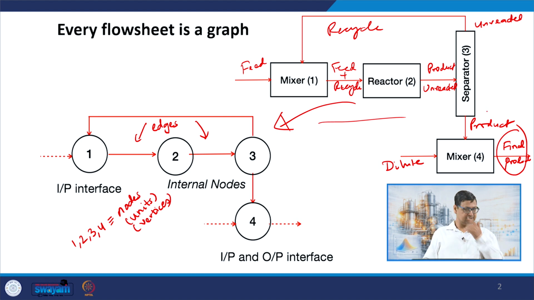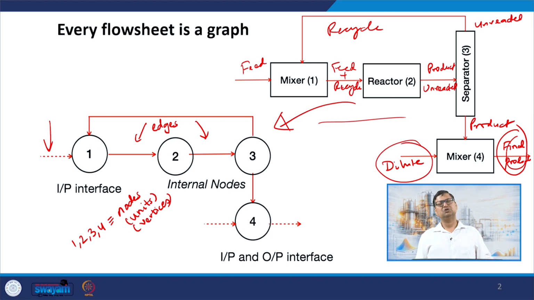So anything which is not connected to a direct input or output is the internal node, and accordingly we have input interface and output interface. So let's say node 1 here, the mixer is getting the fresh feed, and this therefore characterizes the interface. It's how the input comes into the flow sheet, right? And 1 is called therefore the input interface. For 4, we are getting both input and output, so it is an input and output interface, right?